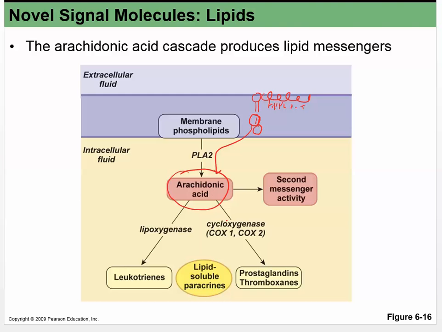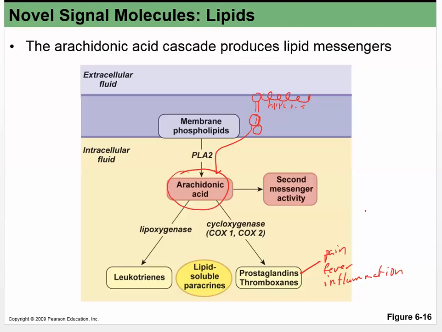This too is very important, this arachidonic acid, because it goes on to form something called prostaglandins, thromboxanes, and something called leukotrienes. Now, you may never have heard of any of those. I don't know. But prostaglandins cause pain, fever, inflammation.